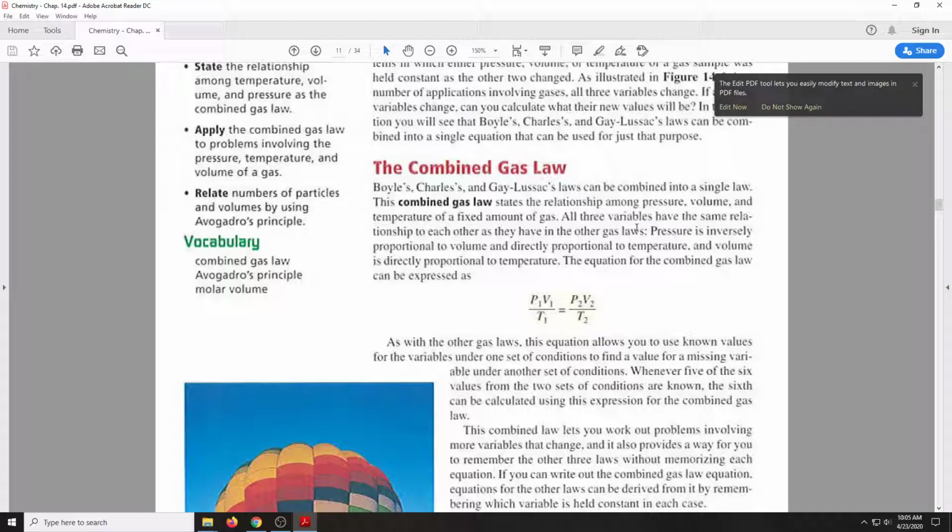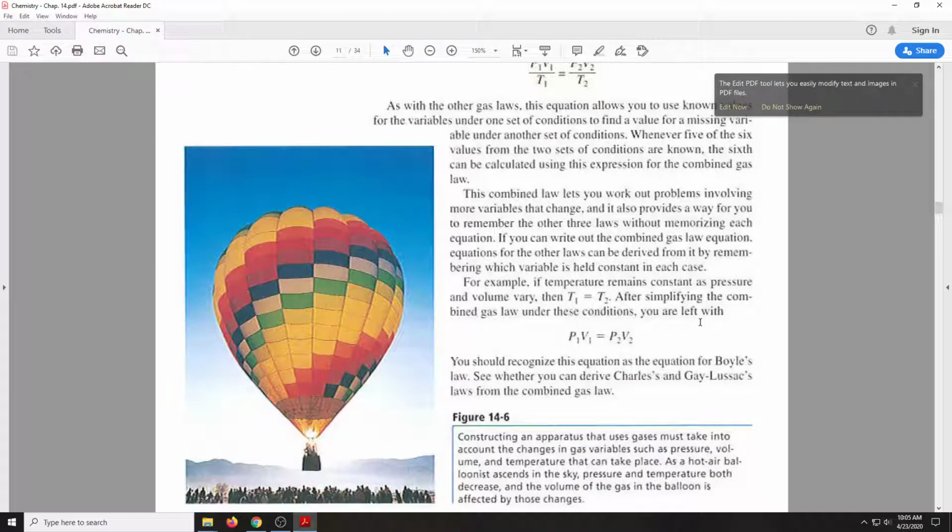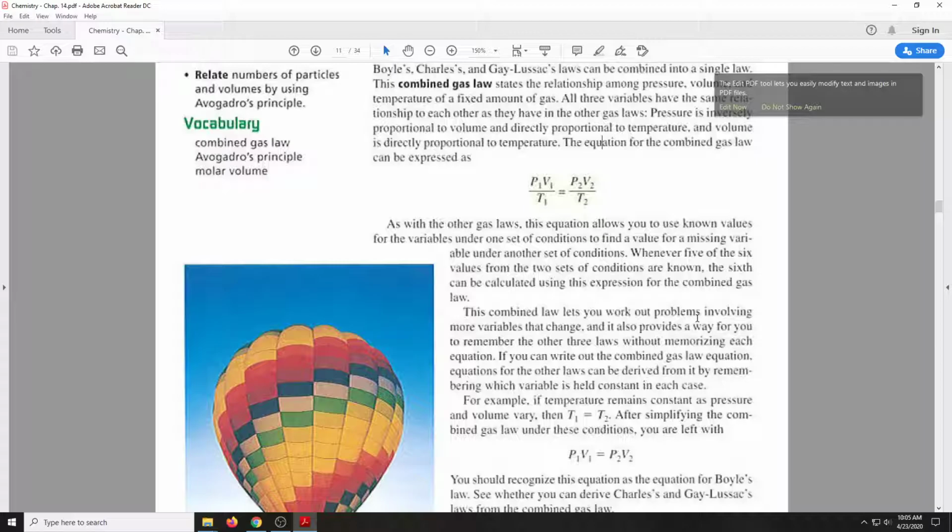All three variables have the same relationship to each other as they have in other gas laws. Okay? So you can always use this one, it's just sometimes we don't need to. For example, if the problem says the temperature stays constant, we don't need to even consider temperature. All we would have to do is use this top line, right? So we default back to Boyle's law.